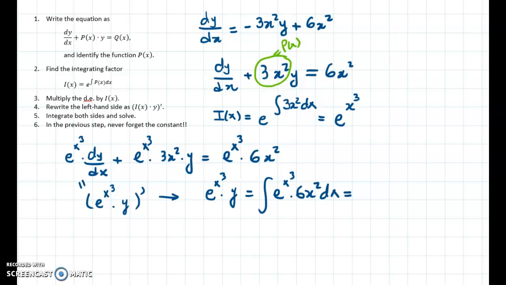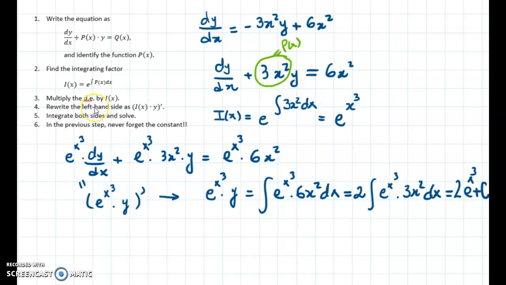We can take 2 outside the integral, so we have 2 times the integral of e to the x cubed times 3x squared dx, and we already had something like this before. We know that the antiderivative of this is going to be e to the x cubed, and we have the 2 multiplied, and we need to write a constant. If we do not write the constant, then this is not going to work. Let's isolate y, and then we'll talk about the constant again.